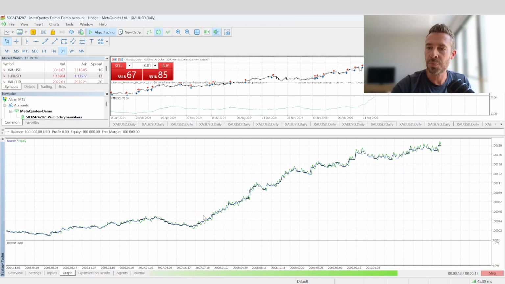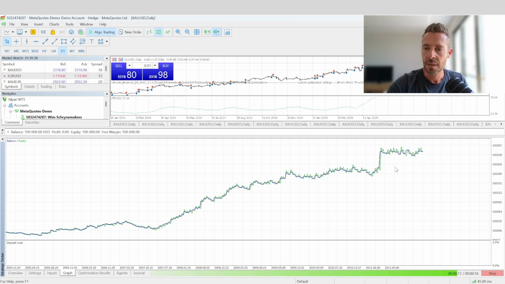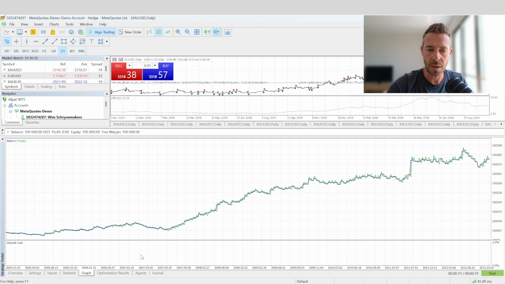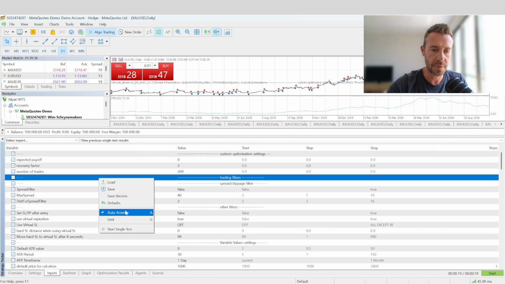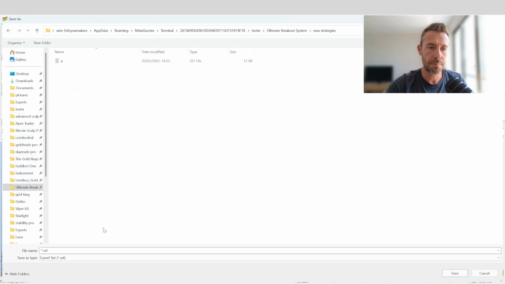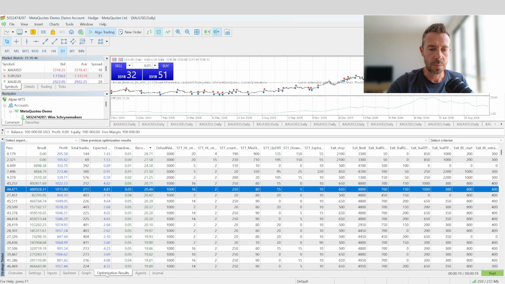As I thought, this is profitable as well, so it looks like a very robust strategy. So we're going to save this as well. This will become B. Save. Strategy number B. All right, we'll do one more.